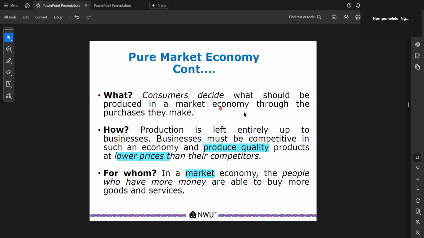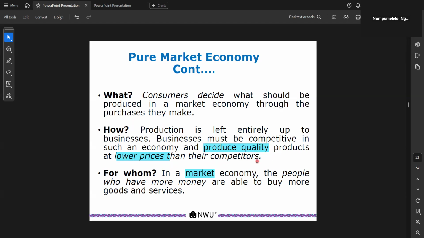Exactly what I was explaining, that for the producers to produce something, they have to look at the consumers. If the consumers are demanding that particular product, then they can produce it. So what to produce, the consumers decide. How to produce it, the producers will then have to look at the factors of production that they have available in order to produce whatever is being demanded by the consumers. Their products have to be of quality, and they also have to ensure that they sell their products at the lowest price possible so that they can always stay ahead of their competitors.